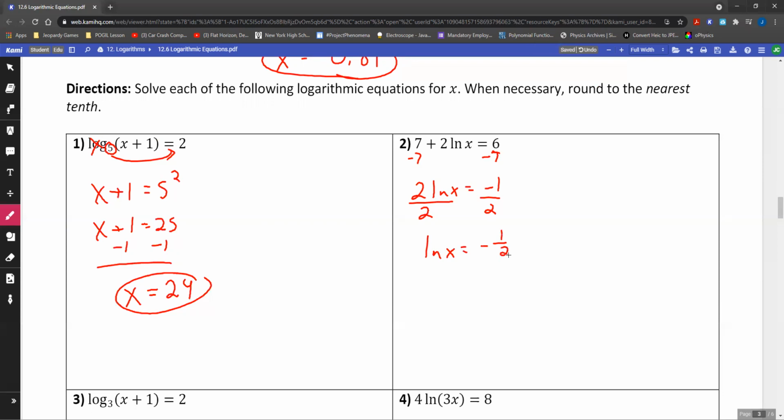From here, remember there's that base e here. I can get rid of the ln by moving the e to the other side. So I end up getting x equals e to the negative 1/2. So I can plug this into the calculator, and I get that x equals, and they want us to the nearest tenth, so that's the first decimal place. So this is going to be 0.6.